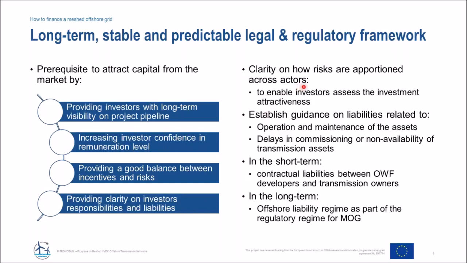We recommend that there needs to be clarity on how the risks are distributed across actors to enable investors to assess the attractiveness of the investment. And for that, we recommend to establish guidelines on liabilities related to the operation and maintenance of the assets, and of course, delays in commissioning or non-availability of the grid. In the short term, contractual liabilities between offshore wind farm developers and transmission owners could be formed. But in the long term, we recommend to establish an offshore liability regime as part of the regulatory regime for a meshed offshore grid. This is also the case in some countries like Germany or the Netherlands.